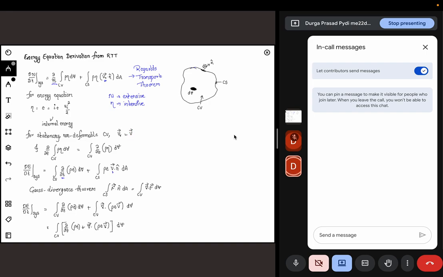There is no velocity with respect to the CV. So we are essentially saying the velocity of the control volume is 0. In that particular scenario, the original equation gets reduced to this form.